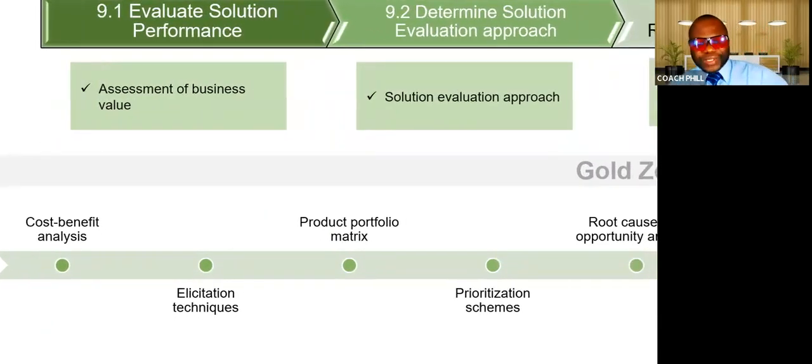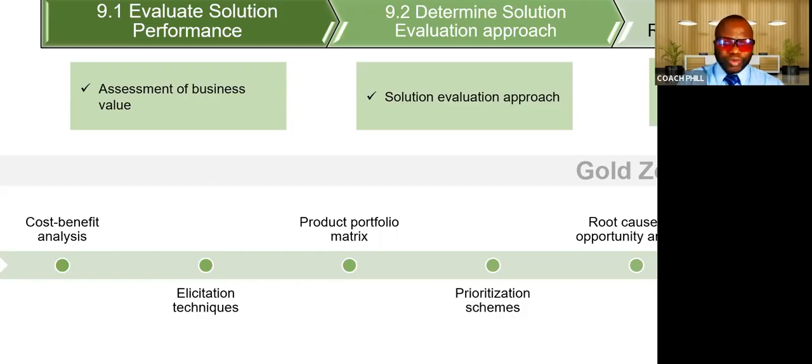So you want to assess a solution. You got to know if it's adding value to the firm, right? You got to know if the cost benefit makes sense. So cost benefit analysis is a financial analysis tool used to determine the benefits provided by a portfolio component, program, or project against its cost.